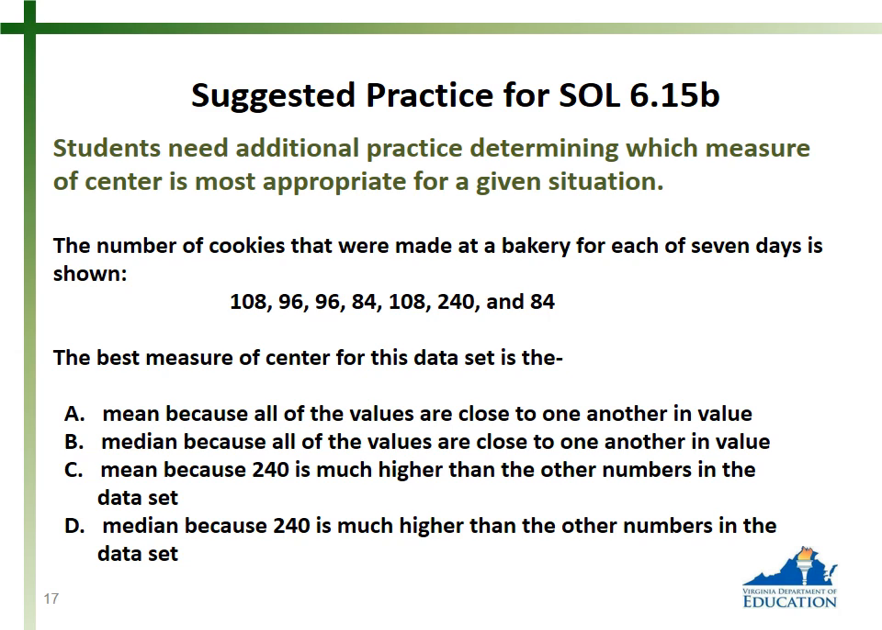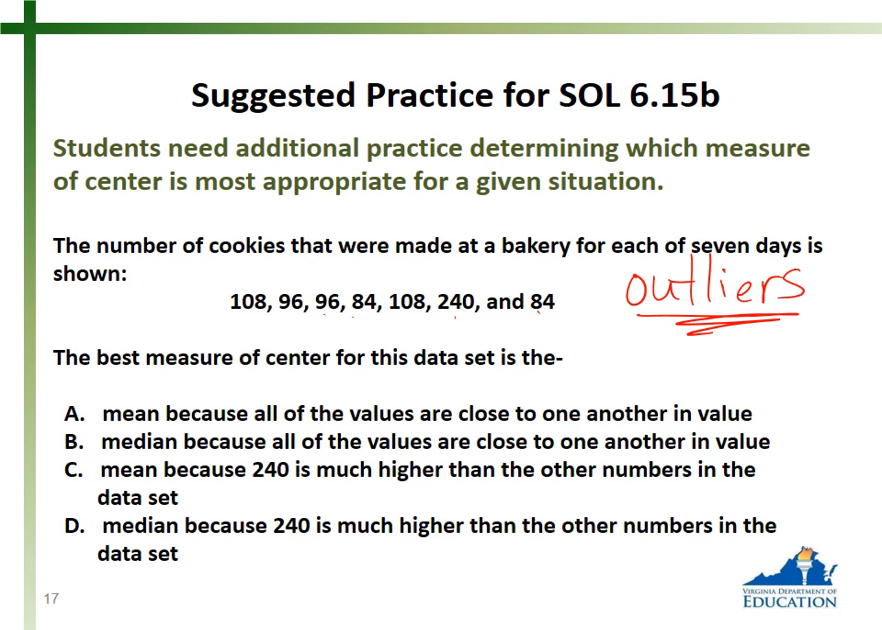So the number of cookies that were made at a bakery for each of 7 days are shown. So day 1, 2, 3, 4, 5, 6, and day 7. The best measure of center to use for this data is, and we have these 4 options here. So any time we're looking at data, we need to figure out, first step, are there outliers?